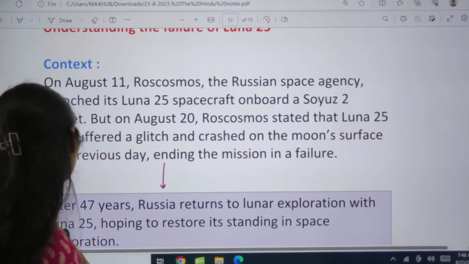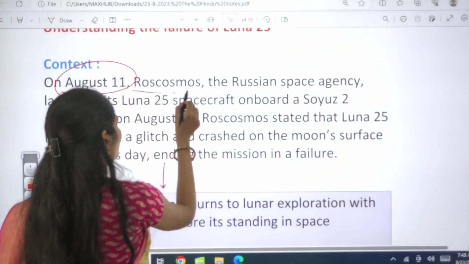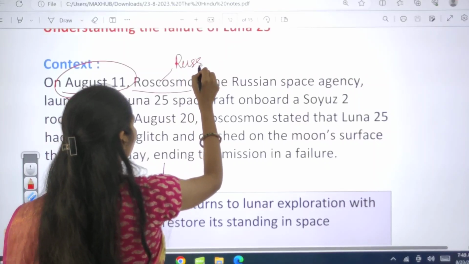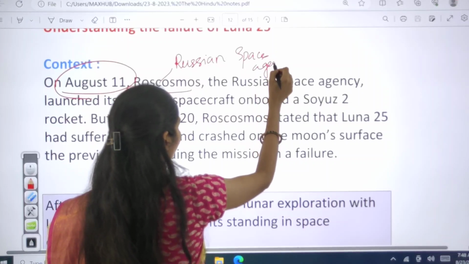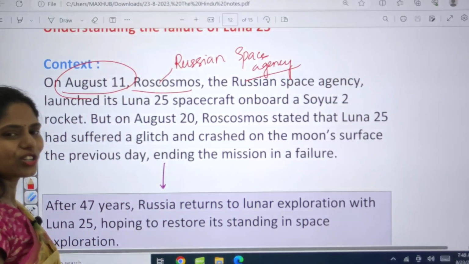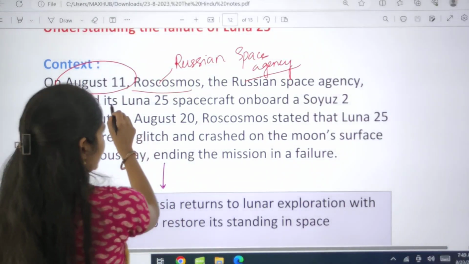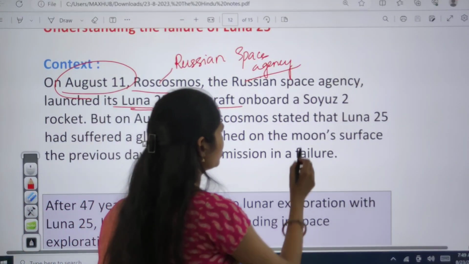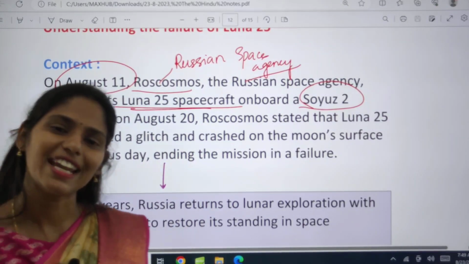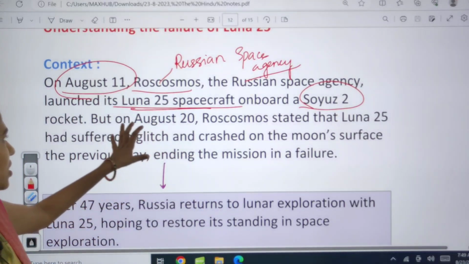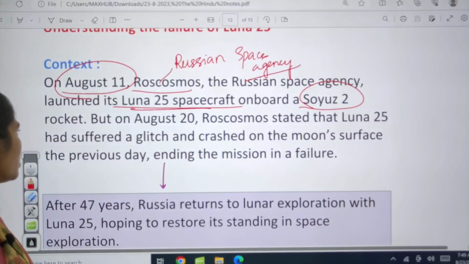So the context says that on August 11th, Roscosmos, which is nothing but the Russian Space Agency, launched this Luna 25 spacecraft by using the Soyuz 2 rocket. This Soyuz 2 rocket is also very important from your state service examination point of view. So this Luna 25 spacecraft was launched by using this Soyuz 2 rocket.